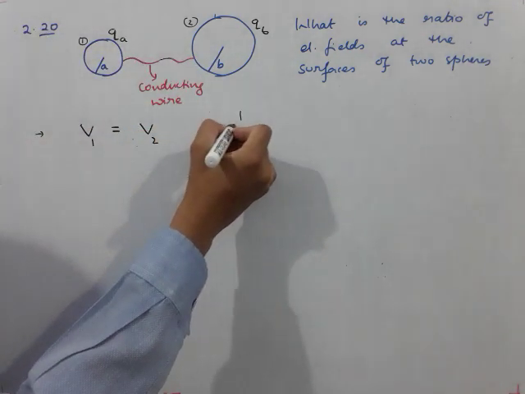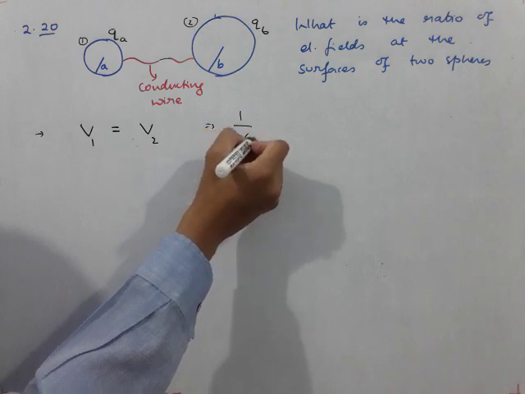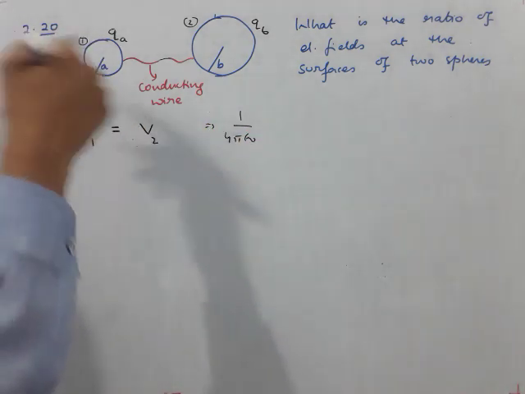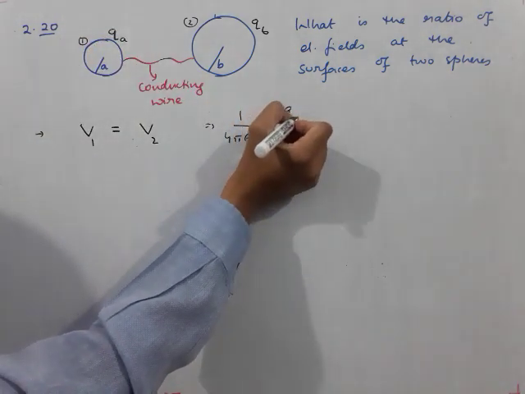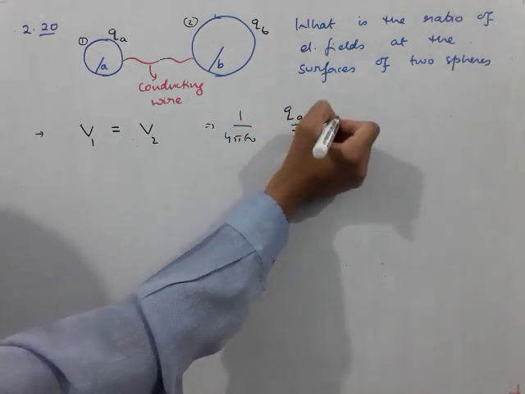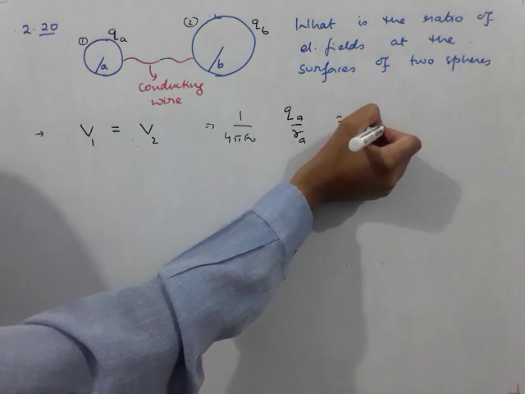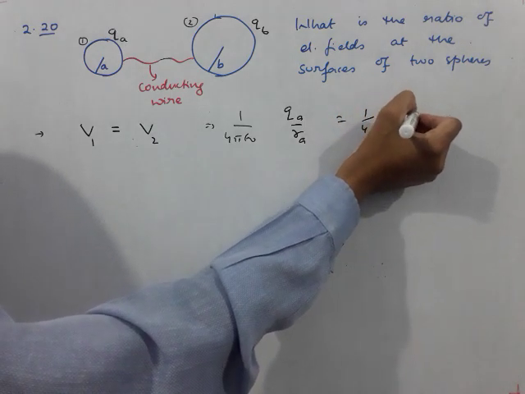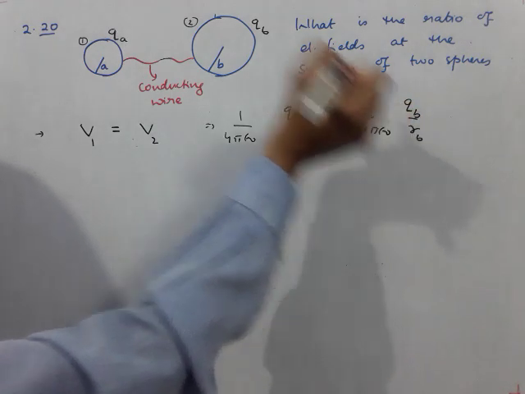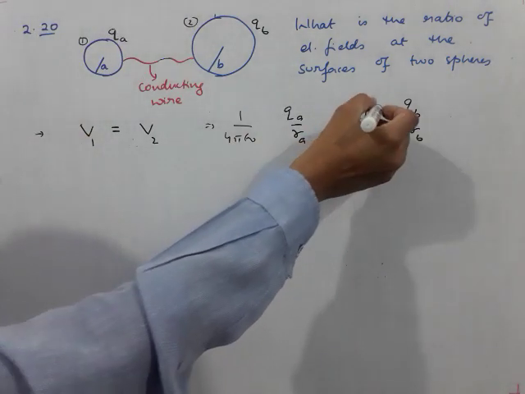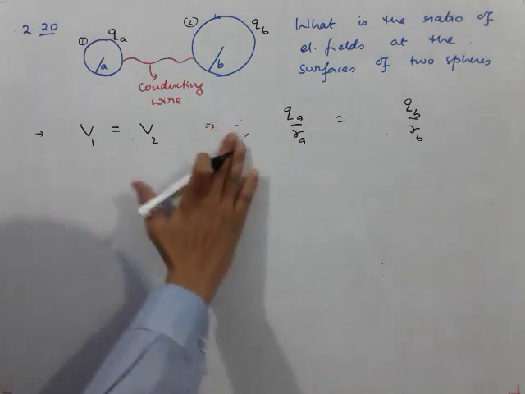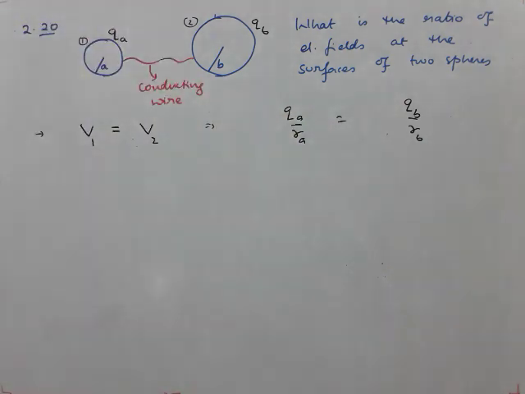This implies I can write 1 upon 4 pi epsilon naught, potential of surface 1, which is charge by its radius, so qa upon Ra. This will become 1 by 4 pi epsilon naught times qb upon Rb. Is it clear, students? So 1 by 4 pi epsilon naught will cancel, and what will be left is qa upon Ra is equal to qb upon Rb. Now this is known to us. What do you have to find?